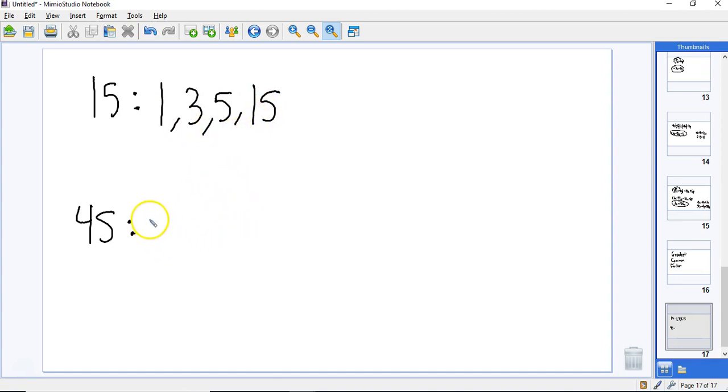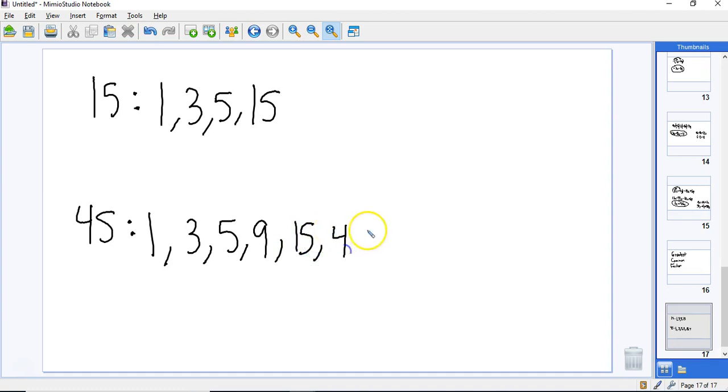For 45, I've got 1. 2 does not go into 45. I've got 3. I've got 5. And then 5 times 9 is 45. 3 times 15 is 45. And then 1 times 45 is 45. So they have 1 in common, they have 3 in common, they have 5 in common, and they have 15 in common. 15 is the greatest common factor that they have between them.